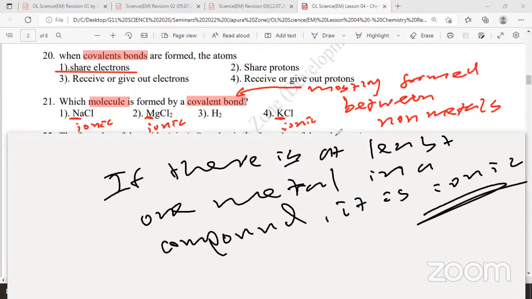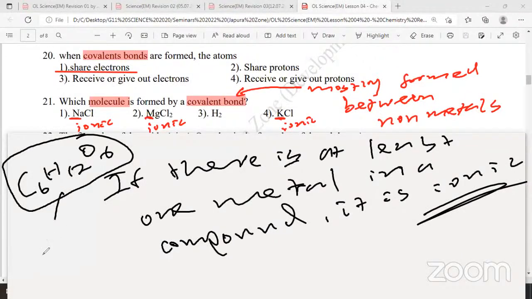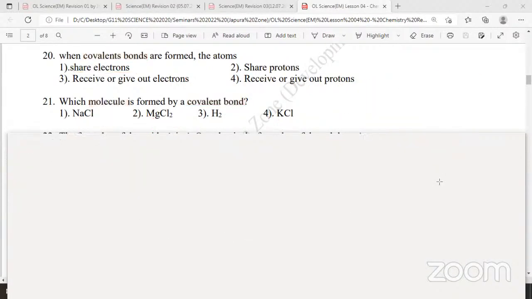If all are nonmetals, example glucose, sucrose, galactose, C6H12O6, are there any metals in it? No, therefore it's covalent. Carbon nonmetal, hydrogen nonmetal, oxygen nonmetal. This is one of the easy, short methods to remember. So the question number 21 answer is 3. Hydrogen, H H nonmetal, therefore electrons are shared, therefore it's a covalent bond.